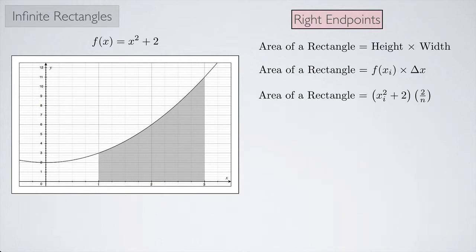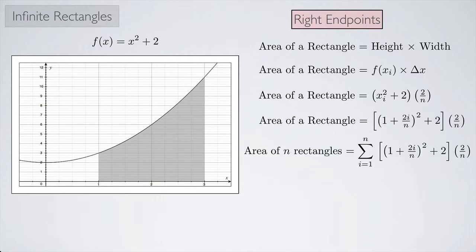Okay, so now I can say that the area of a rectangle, which was x sub i squared plus 2 times 2 over n, is actually 1 plus 2i over n quantity squared plus 2 times 2 over n. So I just figured out what that x sub i was. Well, that's the area of a single rectangle, but I have n rectangles. Well, it's pretty easy. I can just sum all of them up.